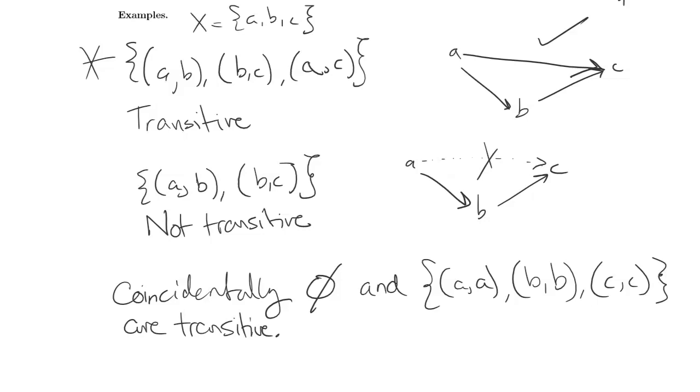So for example, in the diagonal relation, I just have AA, BB, and CC. There's no way to get from A to B and from B to C, so I'm not missing anything between A and C because those paths aren't there. So since there's nothing really going on there, it is transitive because it doesn't fail to be transitive. And likewise, with the empty relation, there are no paths, so it doesn't fail to be transitive.